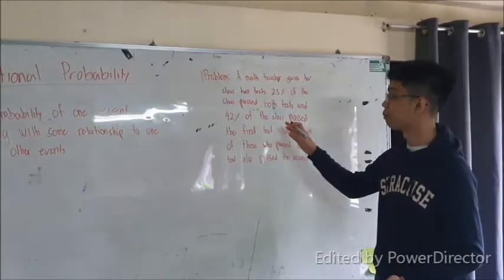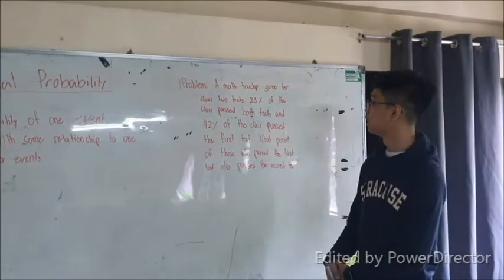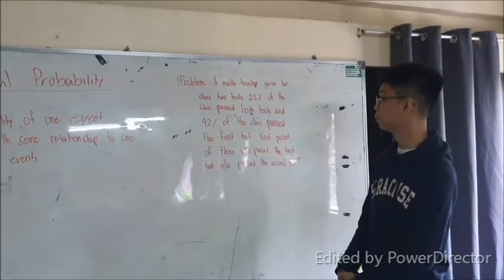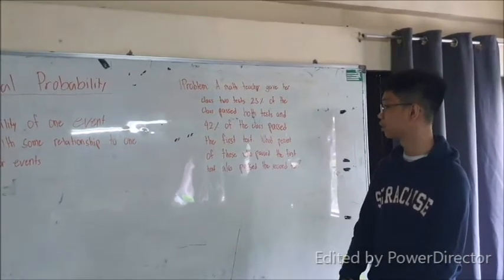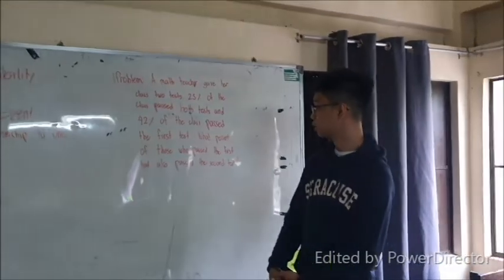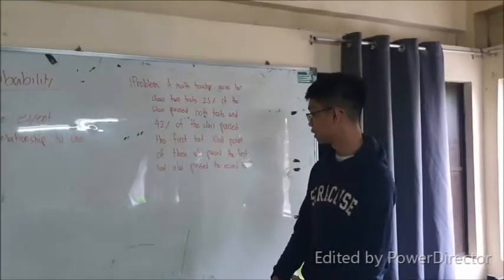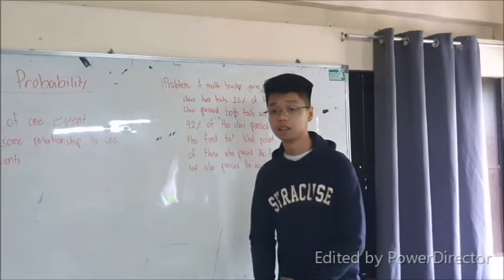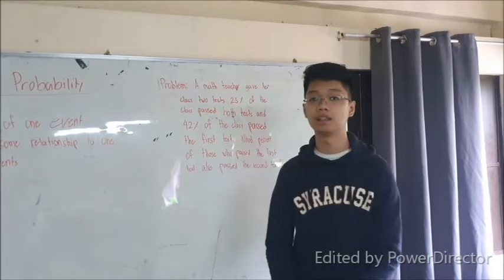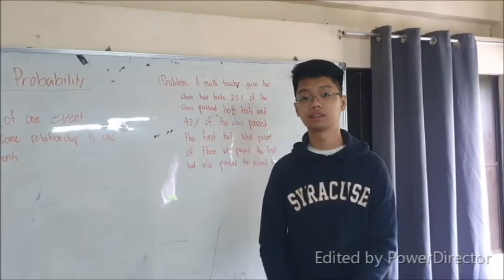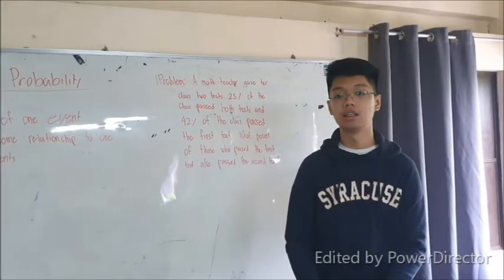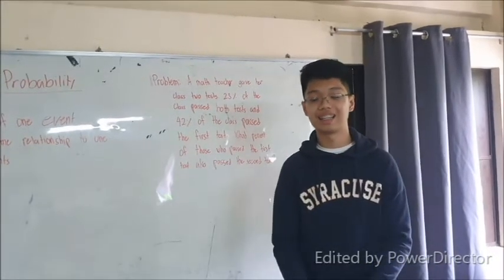So here I have an example. A math teacher gave her class 2 tests. 25% of the class passed both tests, and 42% of the class passed the first test. What percent of those who passed the first test also passed the second test? The analysis here is that the problem described conditional probability, since it asks us to find the probability that the second test was passed, given that the first test was passed.